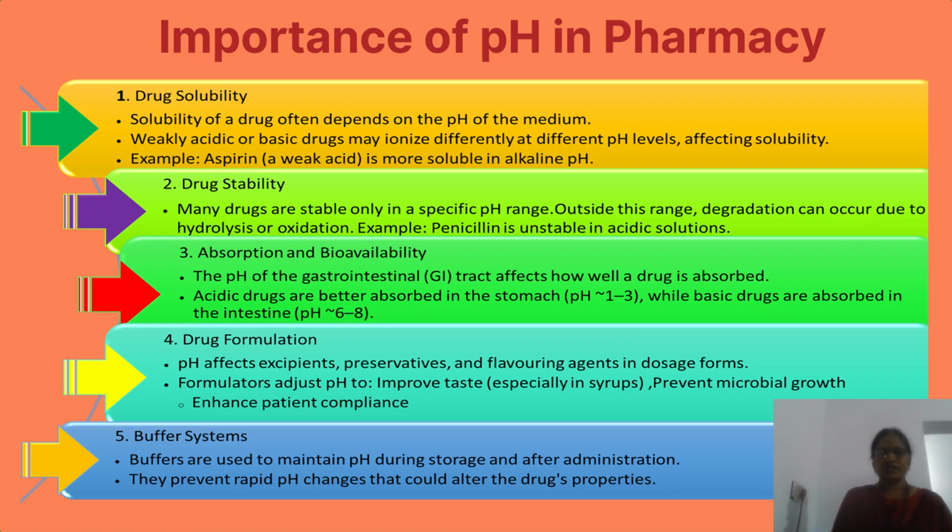Another important thing is drug formulation. During the formulation of drugs, the pH mainly affects excipients, selection of preservatives, and flavoring agents in dosage forms. And another thing is that the buffer system is very important in our analysis. The selection of buffer plays an important role in our chromatographic and even spectroscopic methods. So by determining the pH, we can know the buffer pH solution, and according to that we can select the solvents.